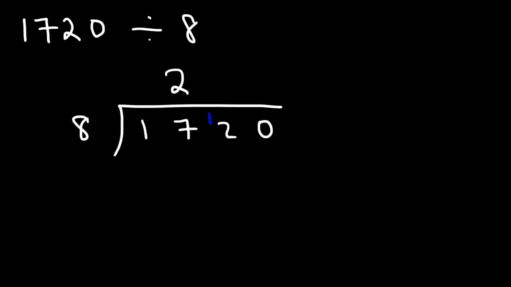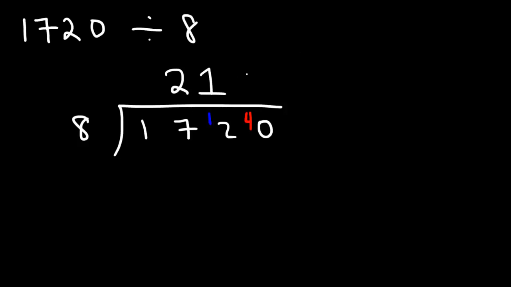And then you need to ask yourself, how many times does 8 go into 12? 8 goes into 12 one time. 8 times 1 is 8, and the difference between 12 and 8 is 4. So that 4, you transfer it to the next number. So you have 40. So how many times does 8 go into 40?